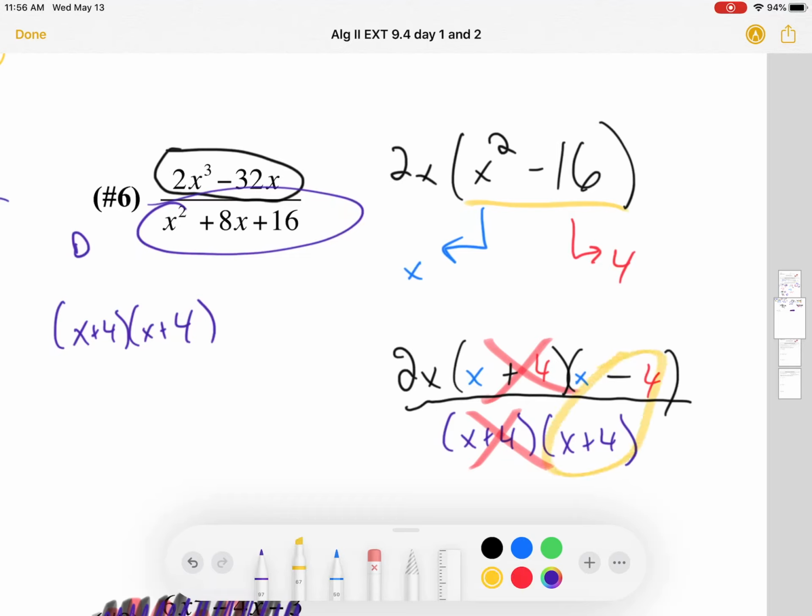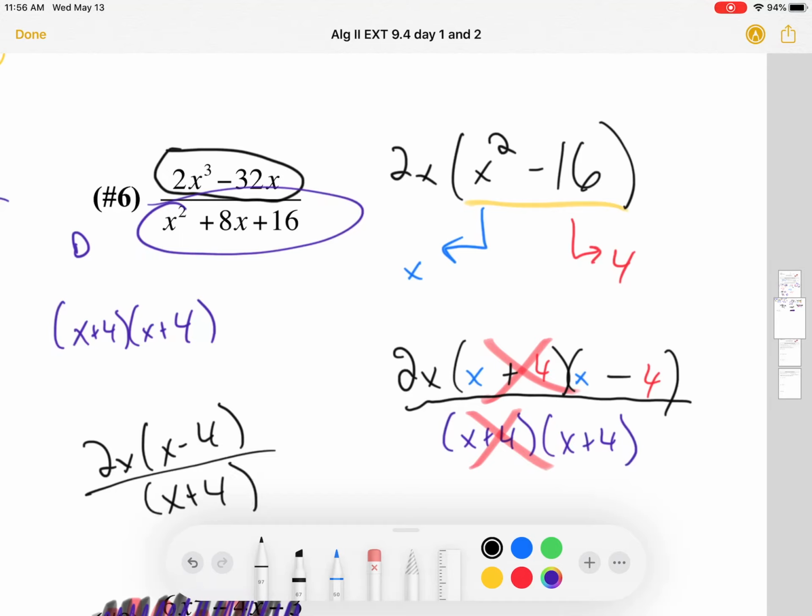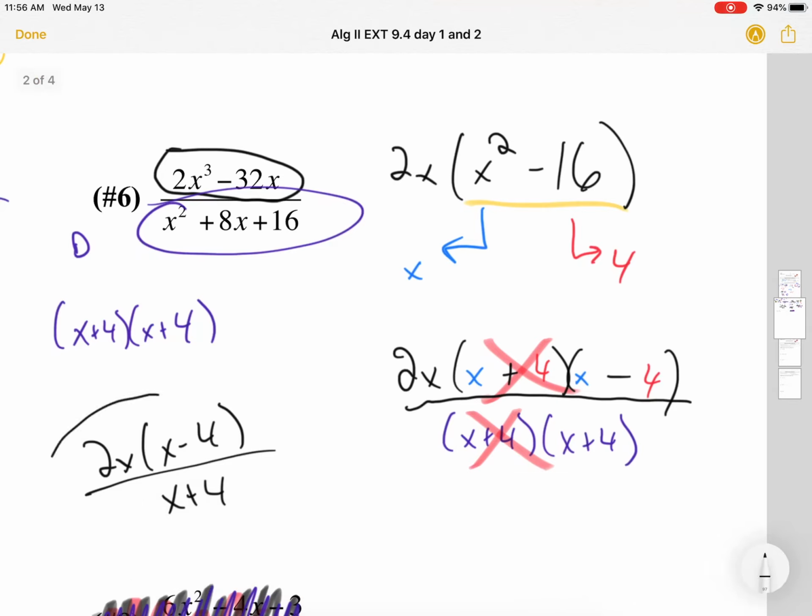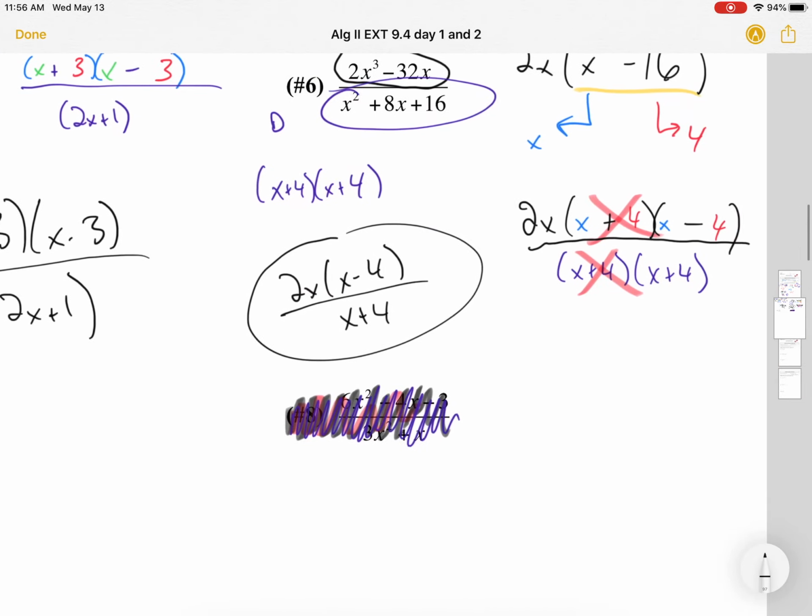Now, I cannot cancel these guys out because one's minus, one's plus. They're not the exact same. I cannot cancel them out. So my final answer is going to be, no, not in highlighter. My final answer is going to be 2x times x minus 4 over x plus 4. And again, these parentheses on bottom, since it's the only term, are not mandatory. However, the parentheses on top are because it's not the only term. So that would be your final answer for this problem.